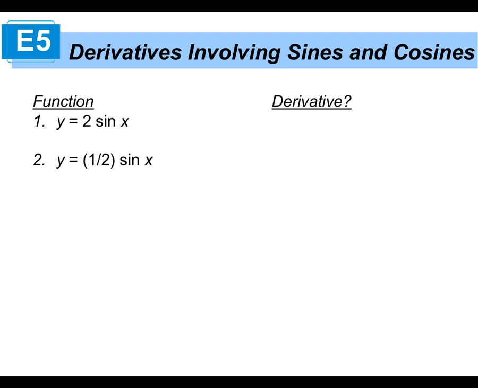Alex, what do you got? 1/2 cosine x. Okay, that's right. It's reasonable. It's doable. Constant rule again.